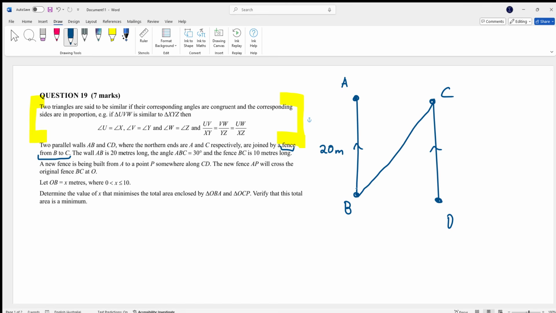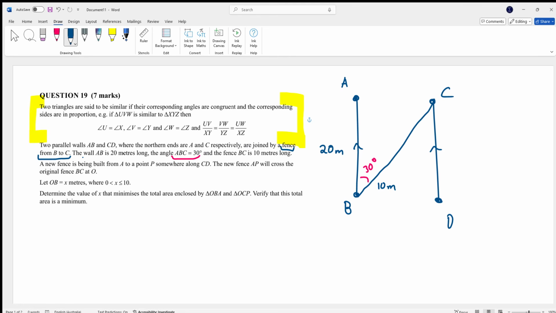Now, if you understand your geometry, which you should, you would know that those angles are going to be exactly the same because they're two parallel lines and they've got that line going between them. It's the Z rule. So when they say the angle ABC is 30 degrees, they're talking about this angle here. We actually indirectly already know that angle would also be 30 degrees, but I'm not going to put that on the picture just yet. Okay. The fence BC is 10 meters long. Okay, great. So we know this one here is 10 meters.